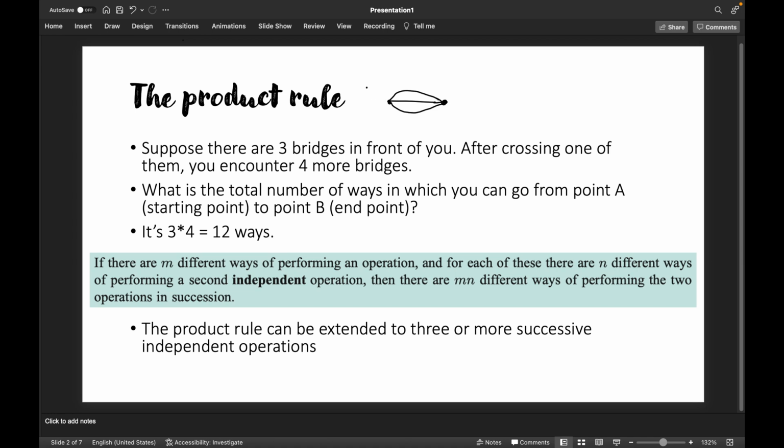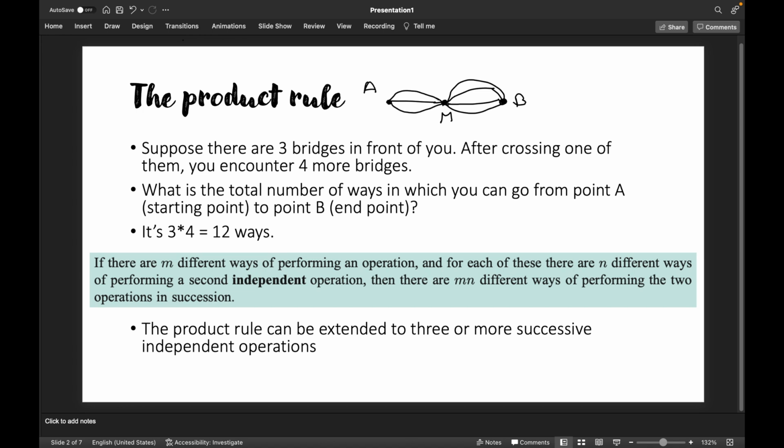Let this be A. This will be M. And this will be B. So what is the total number of ways in which you can go from here to here? Okay, if you have the answer, then we'll discuss. I mean, it's given here, but I'll explain why that is.